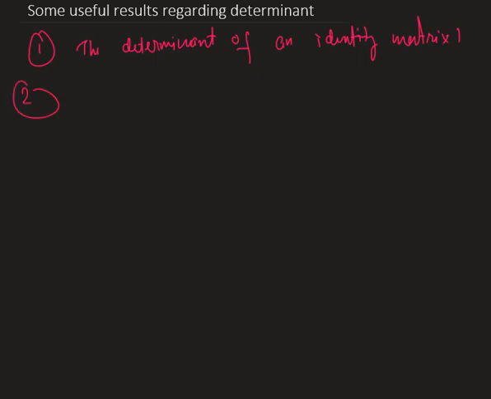Hello, today's topic is about some useful results regarding the determinant of a matrix. So let's see the first result regarding determinant. The determinant of the identity matrix is 1. The second result is the determinant of a diagonal matrix is the product of its diagonal elements.